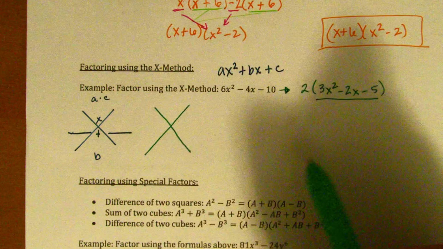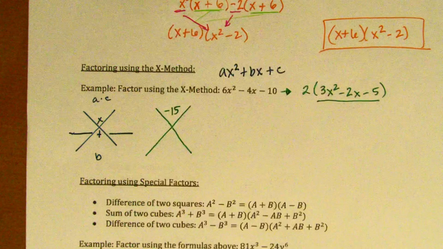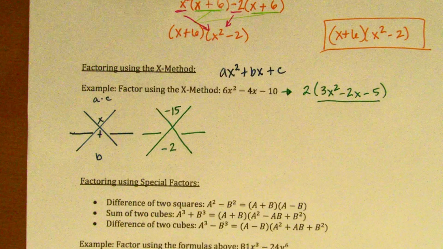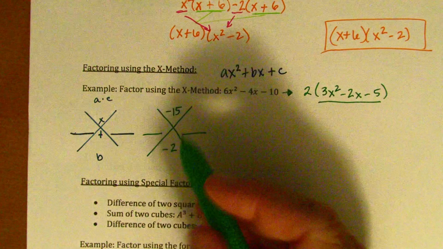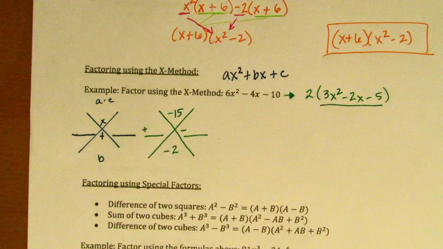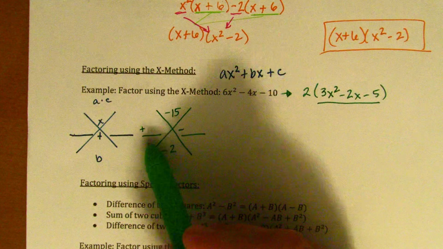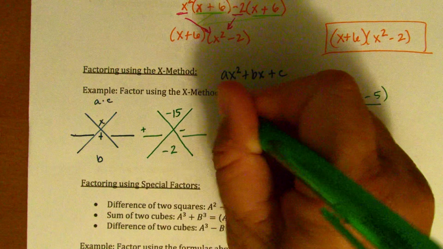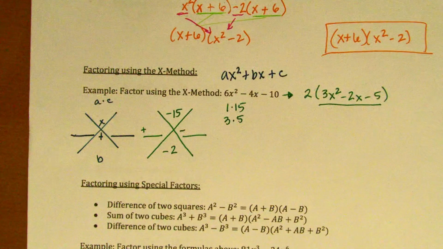So my a value is 3, my c value is negative 5. 3 times negative 5 is negative 15. My b value is negative 2. I'm looking for two numbers that when I multiply them give me negative 15, and when I add them give me negative 2. First off, if they multiply to a negative number, that means one is positive and one is negative, because it's not possible to get a negative product if these are both positive or both negative. Now let's think about all the numbers that multiply to 15: 1 times 15 and 3 times 5. No other numbers multiply to 15.